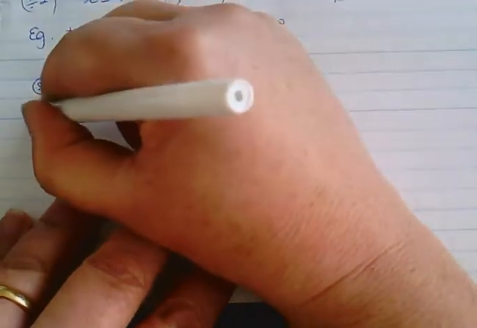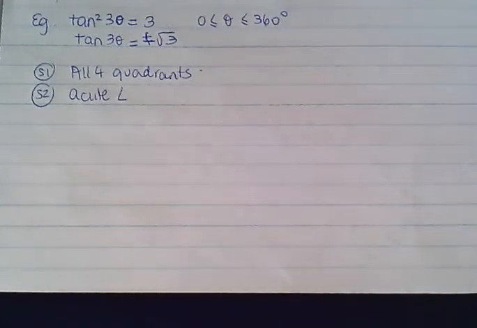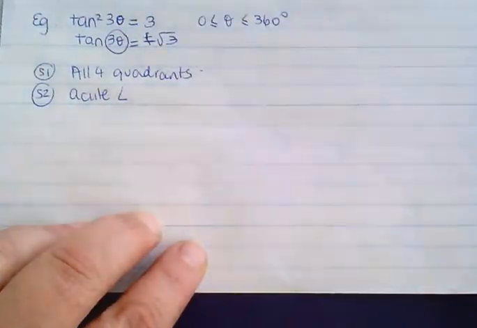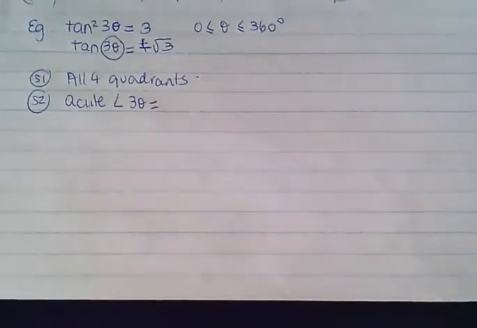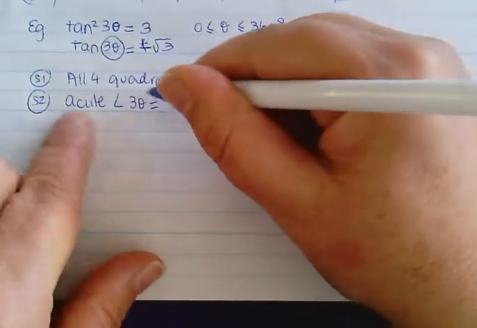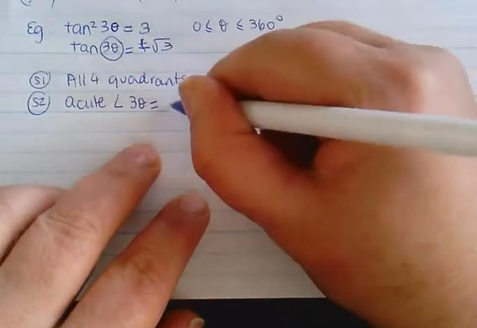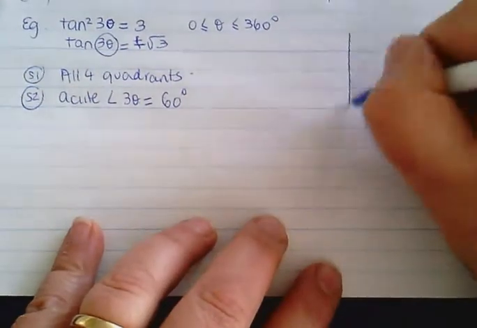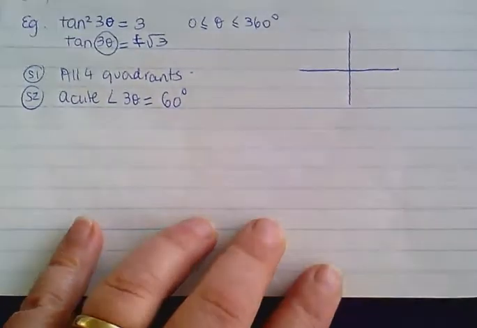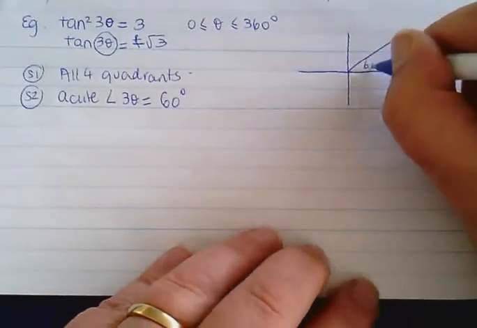And always the next step is the acute angle. Is it acute angle theta or tan of that? Acute angle 3 theta. So tan of that is root 3. What is that? So tan of 3 theta is root 3, 3 theta must be 60. That's the acute angle. All 4 quadrants. So it's telling us what to do. You've got an acute angle of 60 in all the 4 quadrants. Draw it.